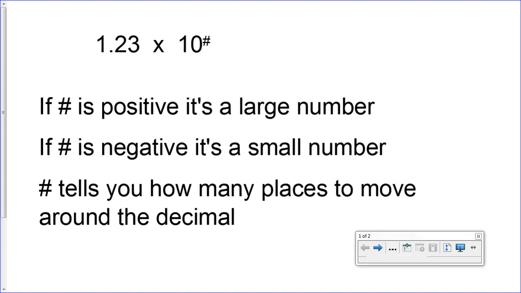All right, so again, biggest things here. If this is large, then it's a big number. If that one's positive, it's a big number. If that is negative, then it's a small number, and then we just move the decimal places over however many times we need to based on what that says there.